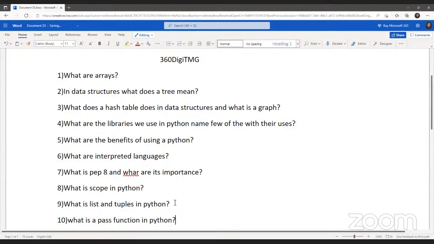what is the pass function in Python? If anyone knows the answer, ping me in the chat box and we'll discuss the answer within a minute.